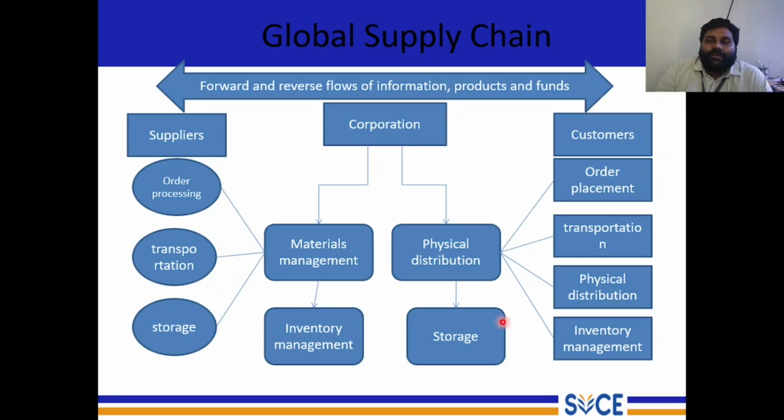Then comes distribution, with different distribution channels. When you think about distribution, what do my customers require? Order placement, transportation, how my distribution has to be done, inventory management, and storage. These are the different things you have to see in a global supply chain as a corporation, taking both into account.